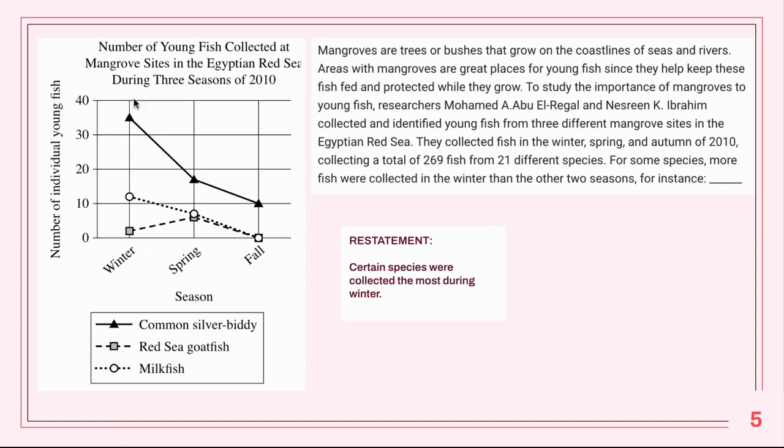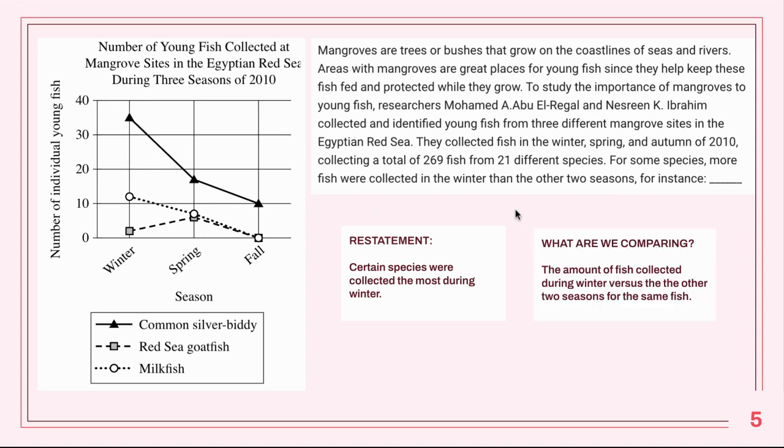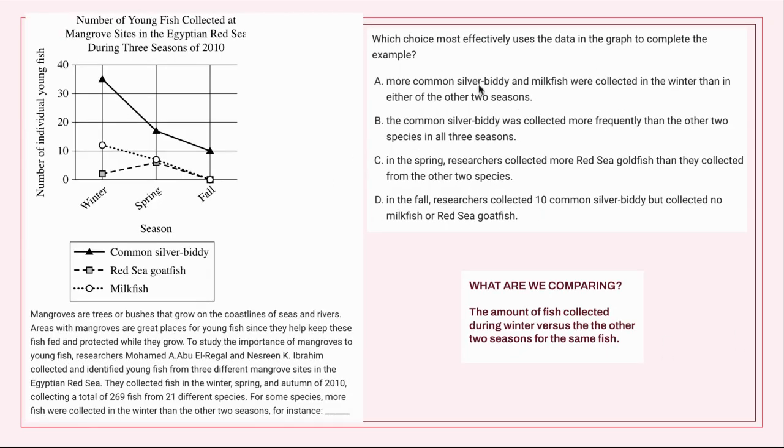Like for this one, look how many were caught in the winter and not that much in spring and fall. So, what are we comparing in the answer choices? Well, we should be comparing the amount of fish collected during the winter versus the other 2 seasons for the same fish. So, we're not necessarily comparing one type of fish to another type of fish. For the same fish, we want to compare how much they caught in winter versus spring and fall. So, the answer should explicitly be comparing across seasons for the same fish. So take a second to see which one does that the best.